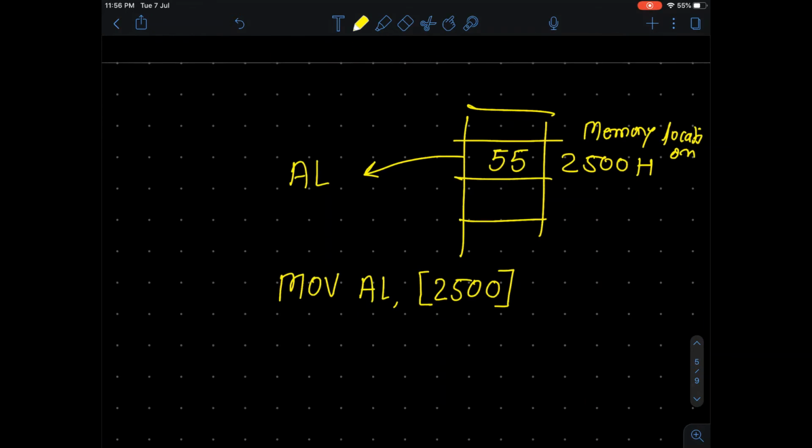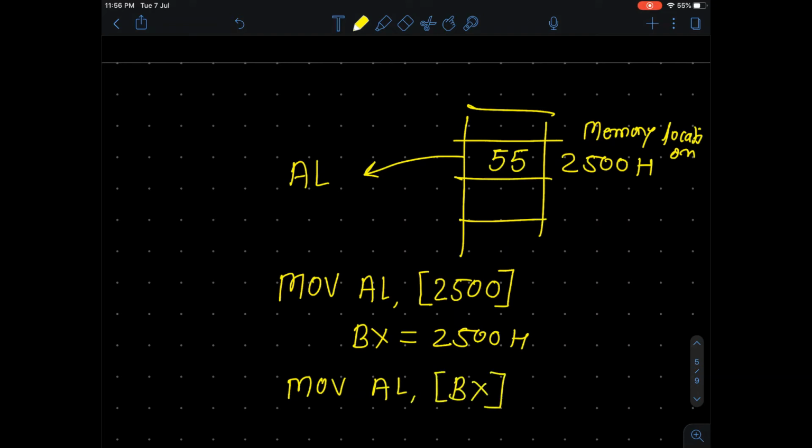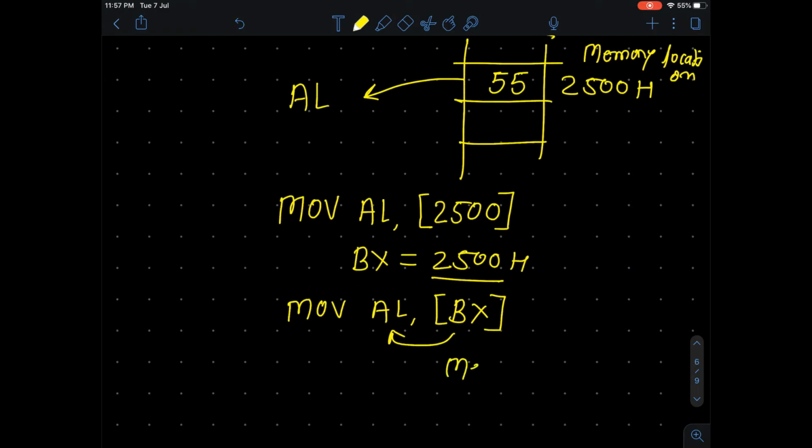Now if I put this 2500 in the BX register, the operation is written as MOV AL, [BX]. What does it mean? It means transfer the data from the memory pointed to by the BX register into the AL register. In this case, this is the memory and this is the register. Transfer the data from memory to register.